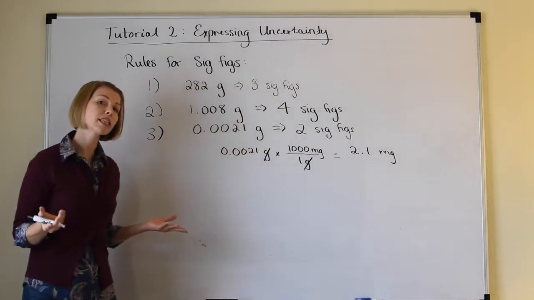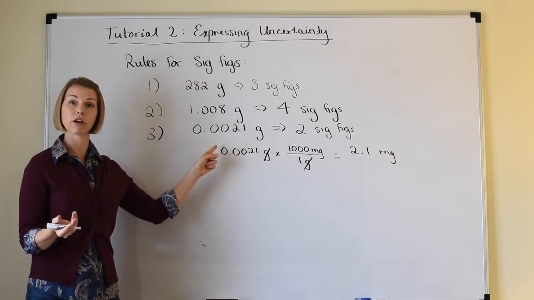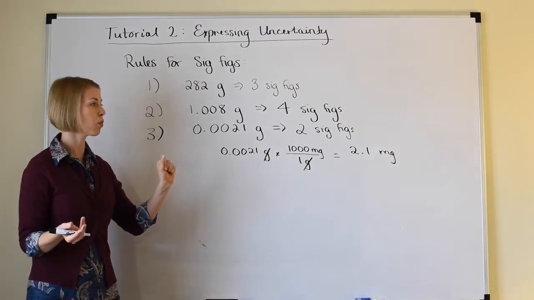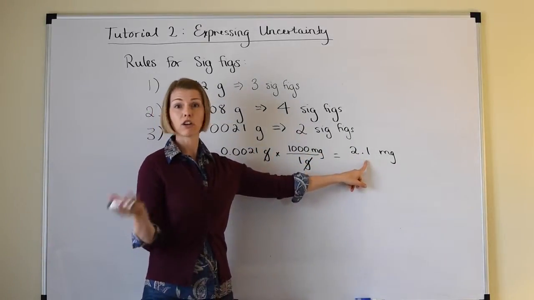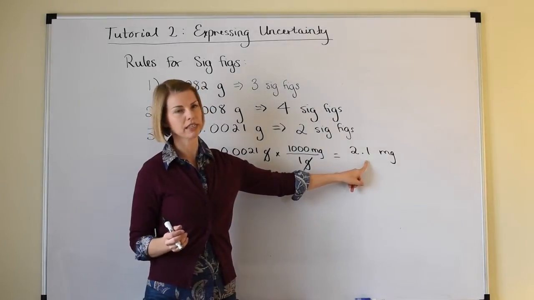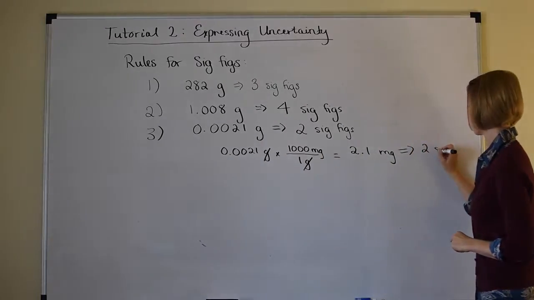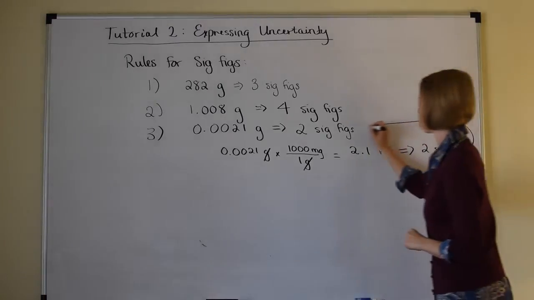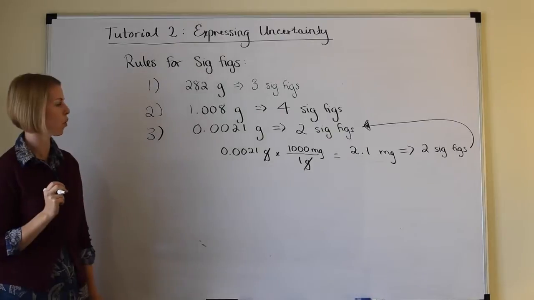Notice now that I'm expressing this number in milligrams, I no longer have a need for these leading zeros because a milligram is a much tinier unit. Okay, so 2.1 milligrams, same number, just expressed with a different unit. So it couldn't possibly be a more precise measurement. Still only has to have 2 sig figs. So still 2 sig figs. I'm going to put a little arrow because that correlated back up there to that problem we did before.